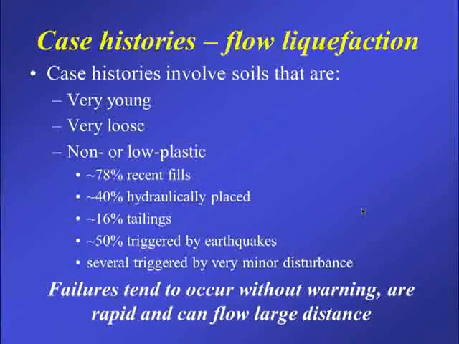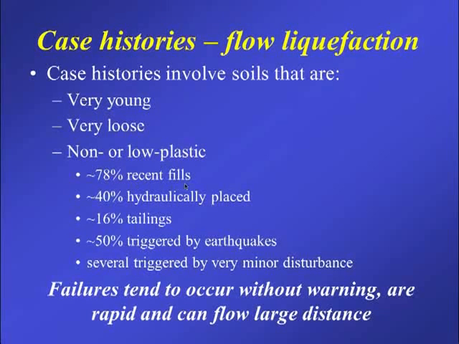So when you look at the available case histories, in general, you find that the ones that definitely were strain softening have common features. The soil deposits are all very young. A lot of them were hydraulically placed fills, so very young deposits, less than 100 years old. They were all very loose. They were generally non-plastic or at least low plastic. Plasticity index was very low, typically less than about 10, and quite often non-plastic.